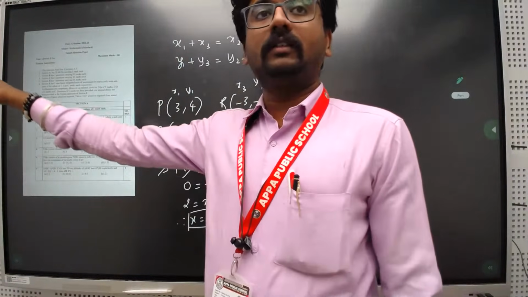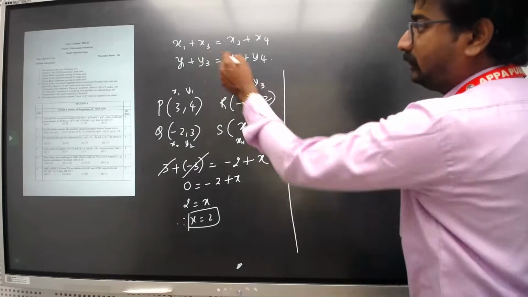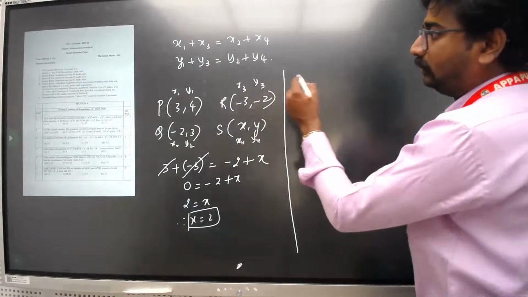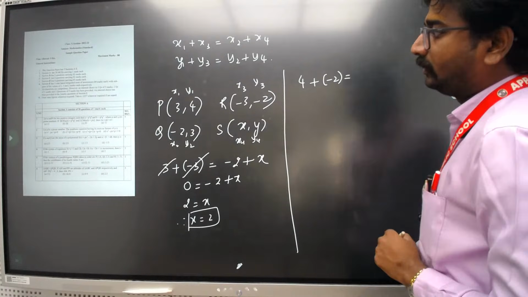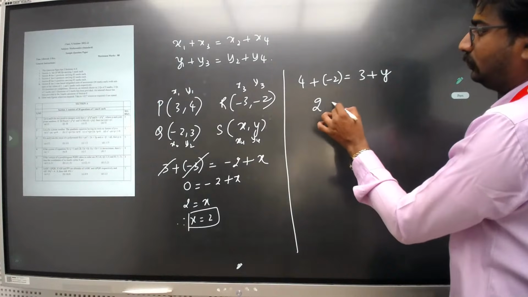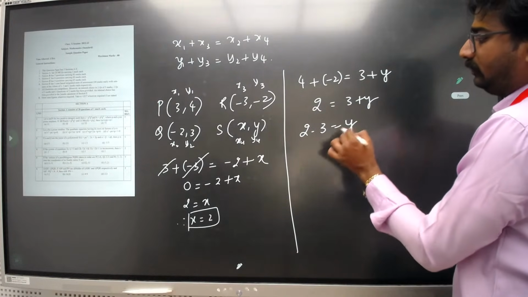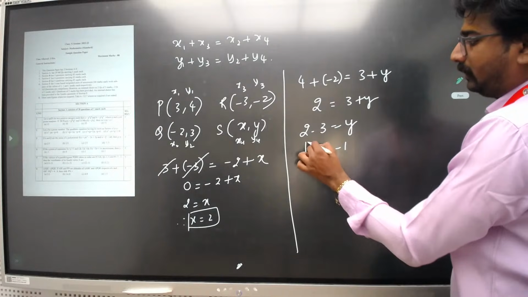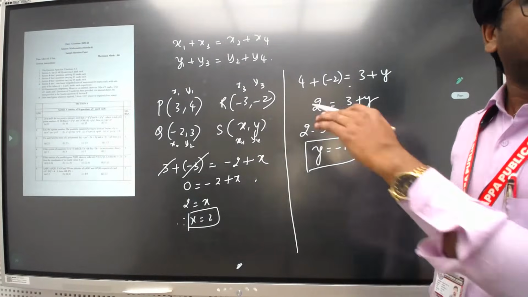But if all options are with x value 2, then you find y value. Apply this formula, y1 plus y3. 4 plus of minus 2 is equal to, what is y2 value? 3 plus y. 4 minus 2 is 2 equal to 3 plus y. 2 minus 3 equal to y. What is the value of y? Minus 1. So just 2 steps, 1, 2. By this you can get the answer.